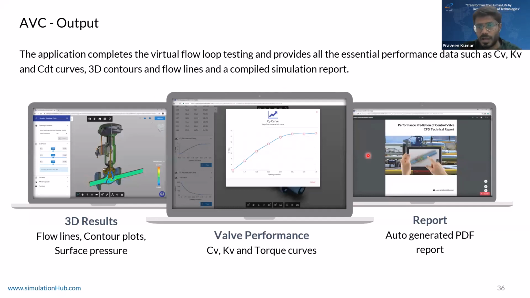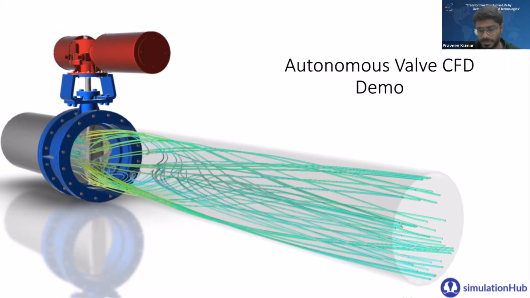The last output is the technical report, which is ready to submit to your end client, as good as the flow loop test reports. It contains all the necessary data required for a technical CFD simulation report. I'll show you the demo.